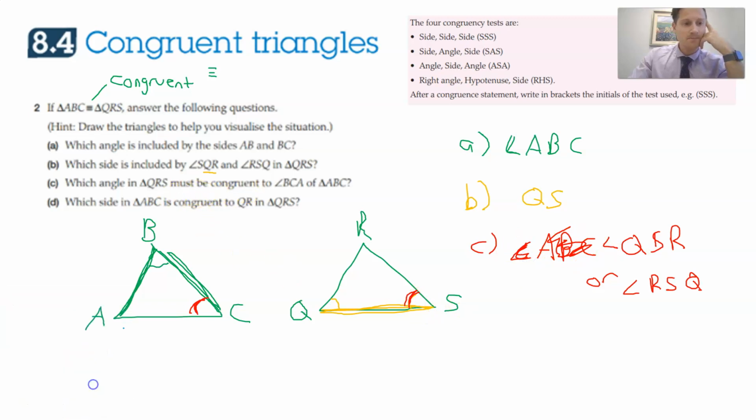And the last one. Which side in triangle ABC is congruent to QR in triangle QRS? QR is this side here. So the congruent side would be this side here, which is going to be AB.